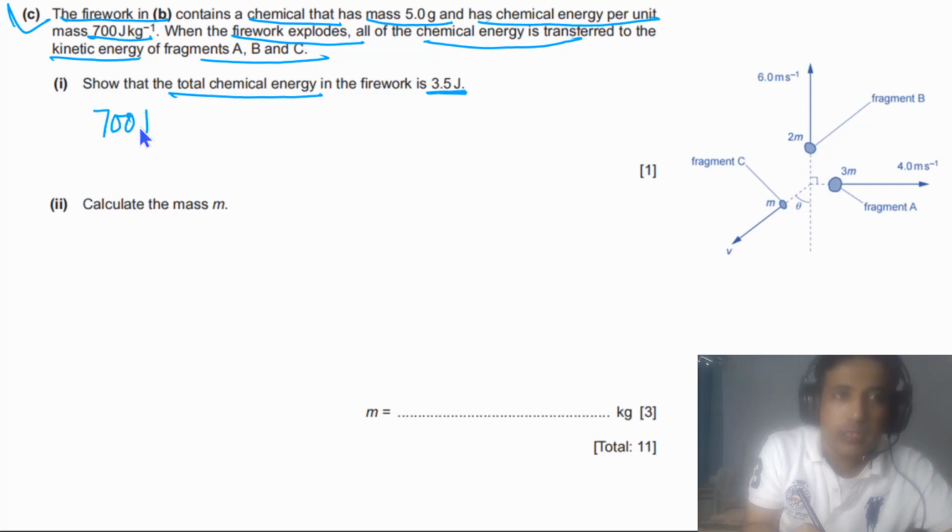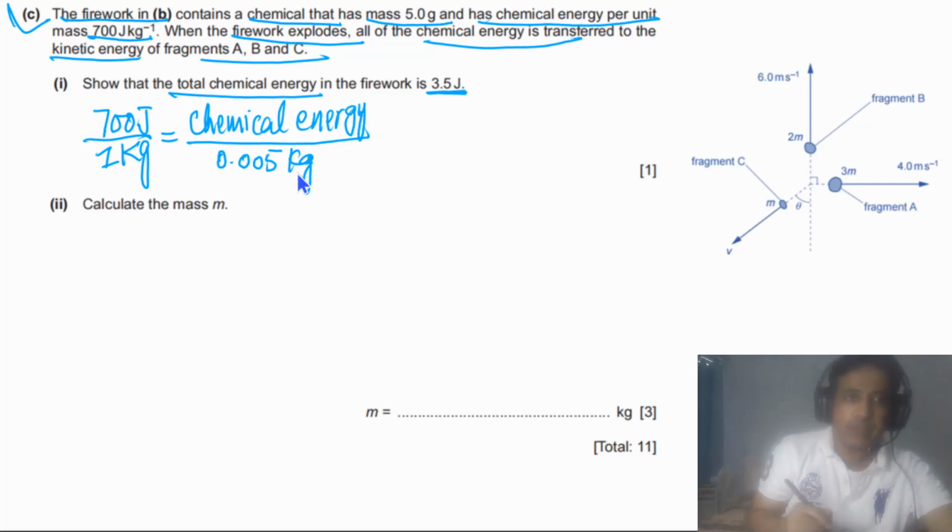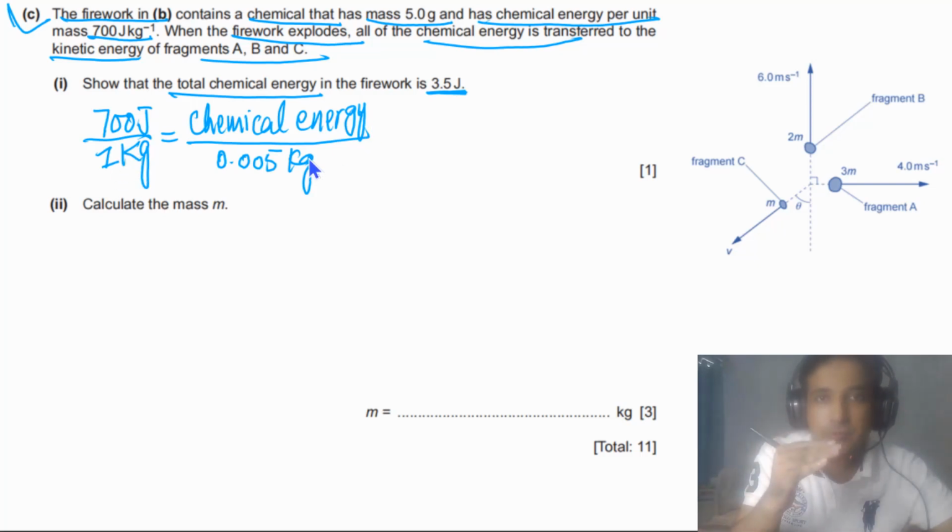For this question, we can write down 700 joules per kg, means energy per mass, and this ratio has to be equal to the chemical energy, the amount of energy we have in 5.0 grams. If we convert 5.0 grams into kilograms, this will be equal to 0.005 kg. So we need to calculate this chemical energy. The ratio between these two is the same, because if we have more mass, it means more energy. If we have less mass, it means we have less energy.